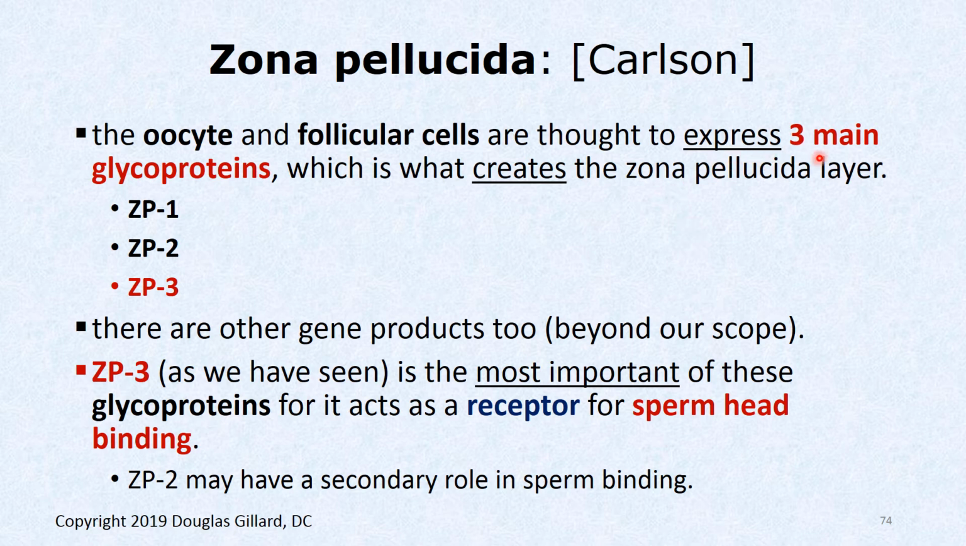So the oocyte and the follicular cells, some authors say just the oocyte, some say the follicular cells help with the oocyte. Carlson says both, so we'll go with Carlson. These two cells, they turn on genes and they start cranking out some glycoproteins. Who are the glycoproteins? ZP1, ZP2, and ZP3, right? So you could also say these are the gene products. These are the gene products that make up the zona pellucida. There's some other collagen, other molecules. We're not going to go into those.